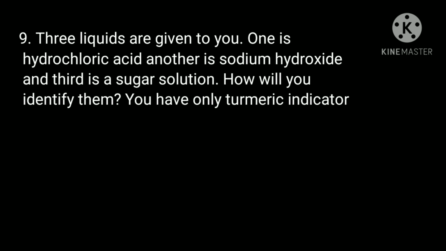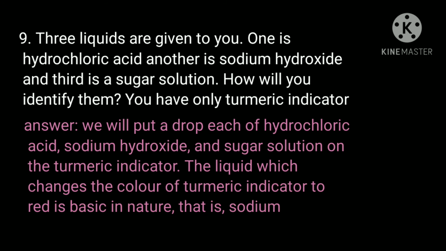Next, question number 9. Three liquids are given to you. One is hydrochloric acid, another is sodium hydroxide, and the third is a sugar solution. How will you identify them? You have only turmeric indicator. Answer. We will put a drop each of hydrochloric acid, sodium hydroxide, and sugar solution on the turmeric indicator.